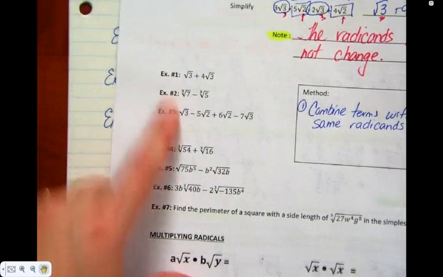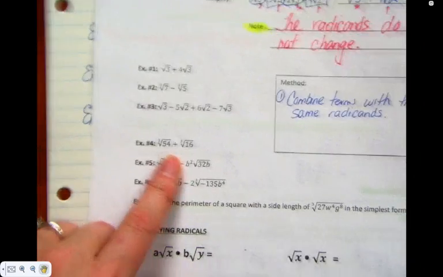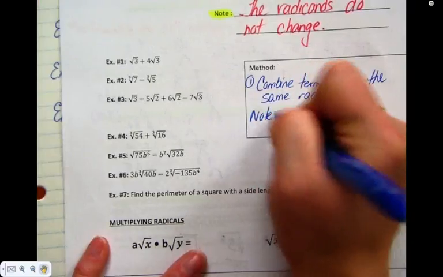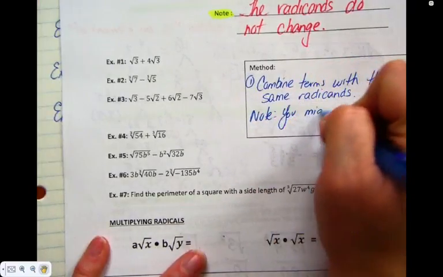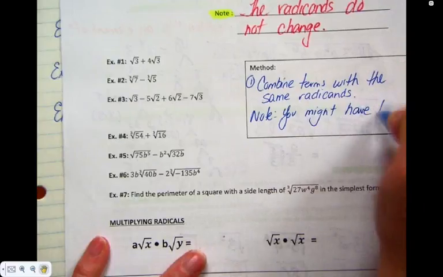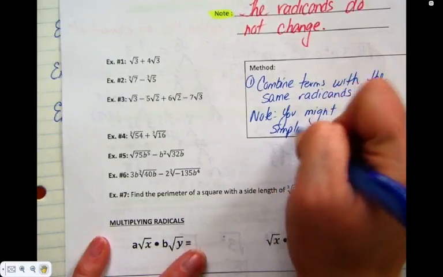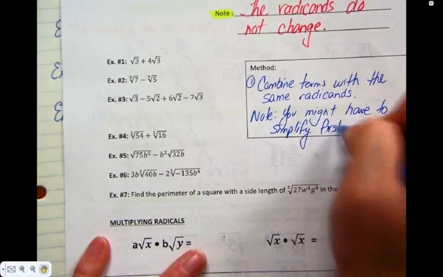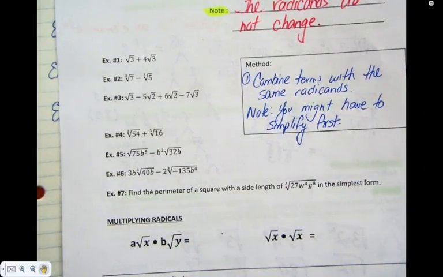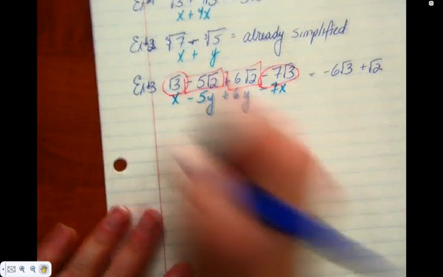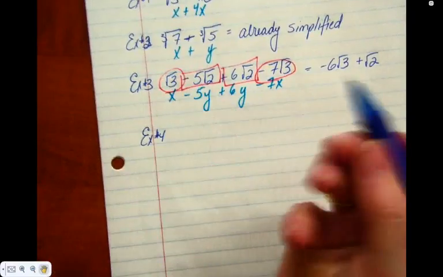If you go back and look at 1, 2, and 3, they were all simplified already. These guys are not. So just make a note, you might have to simplify first. That's why we learn simplifying, because in order to add and subtract them, they have to be simplified first. So when you look at number 4, you're like, oh, well, radicands are different. We can't add them. But that's why we have to check the simplifying first.